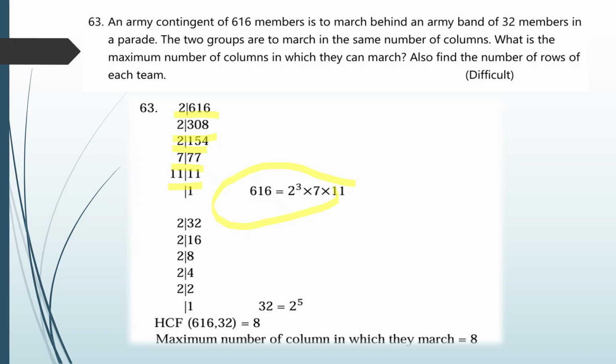The first one is 616. The factors we have already got. Next one is 32. The factors are 2 raised to 5. So the HCF of 616 and 32 is 8. So the maximum number of columns is nothing but 8 only.